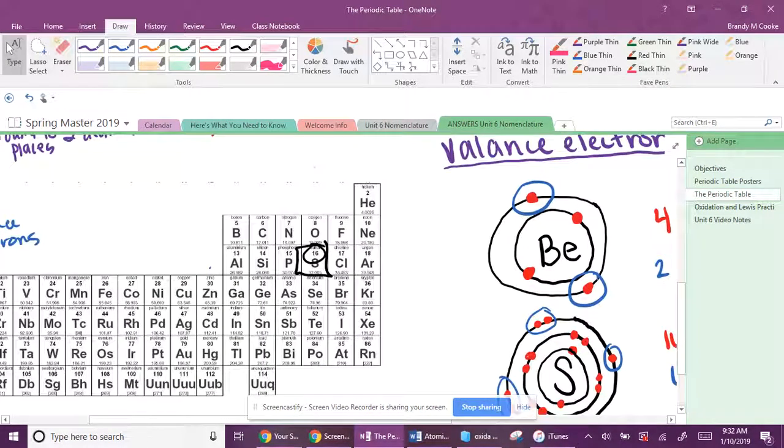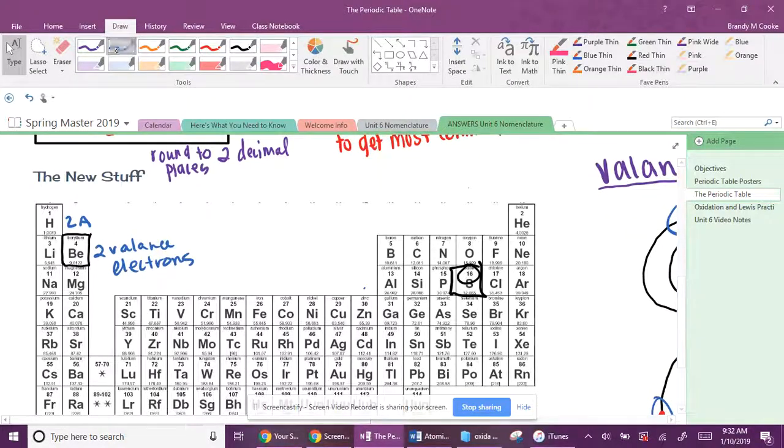And again, I'm going to go over here and look at the periodic table. If I count across my groups, I have 3, 4, 5, 6, 7, 8. It just so happens that sulfur is in that sixth column and it has 6 valence electrons.